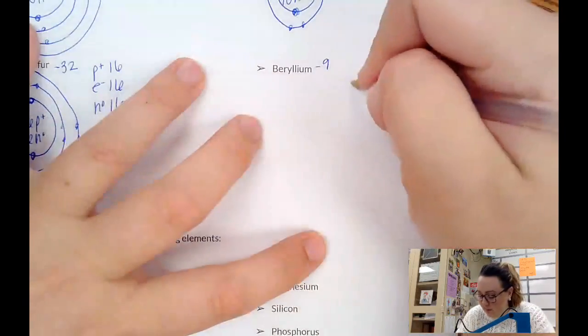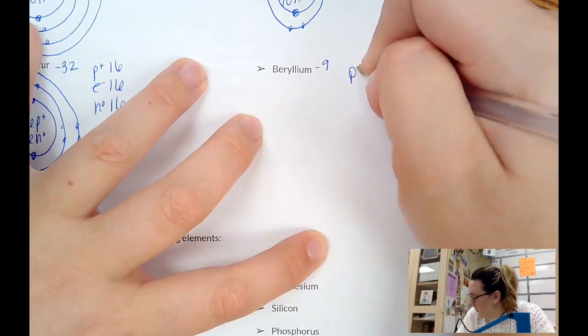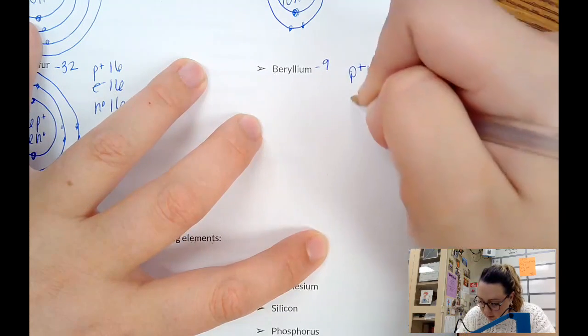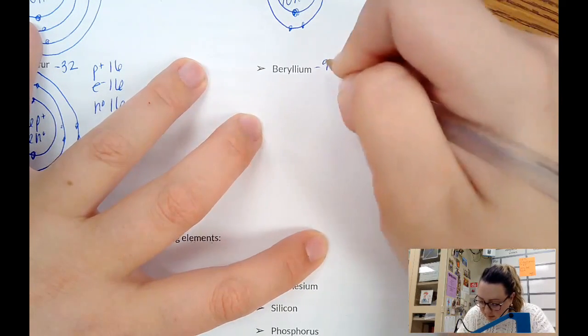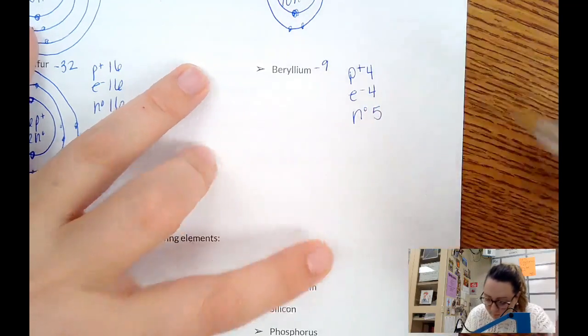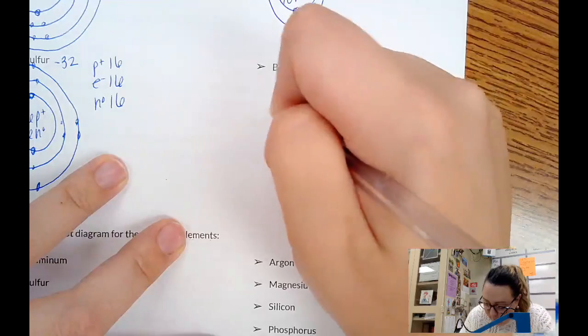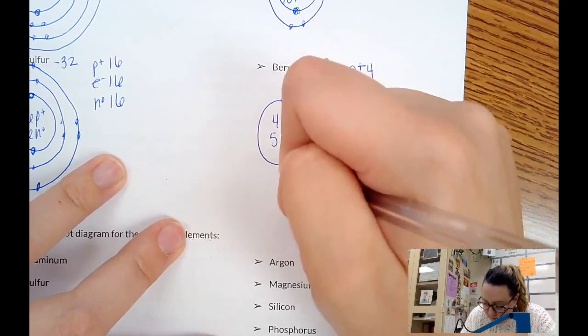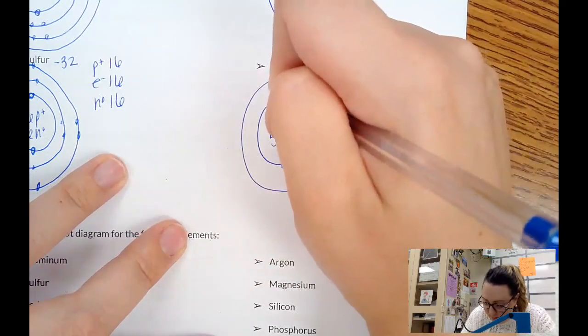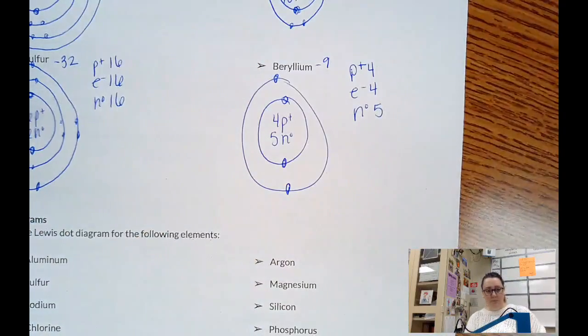Beryllium 9. Protons. Beryllium is element number 4. Electrons. Neutrons. 9 minus 4 is 5. 4 protons. 5 neutrons. 4 electrons. 2 on here. 2 plus 2 is 4.